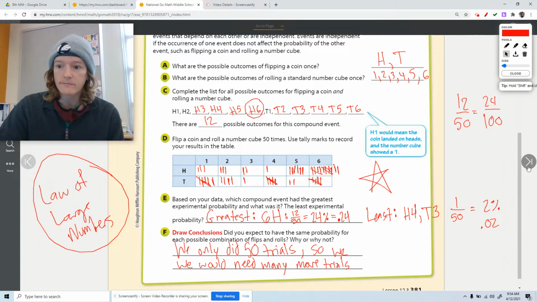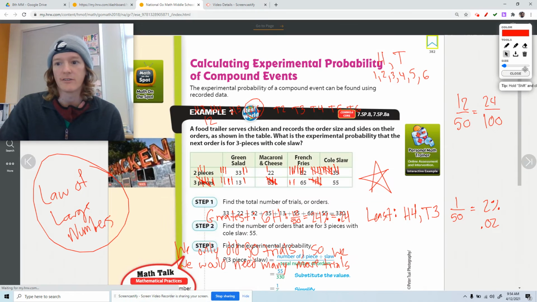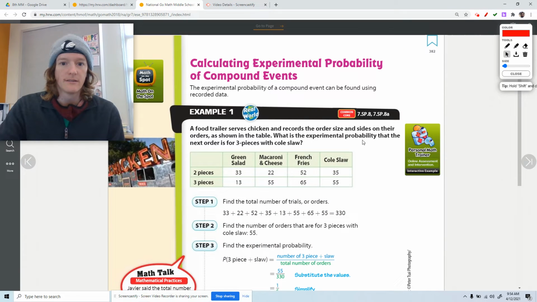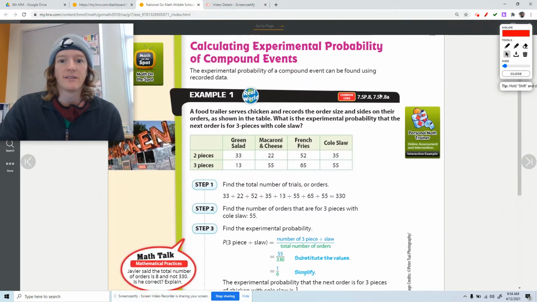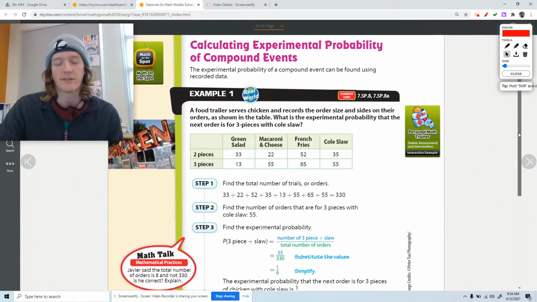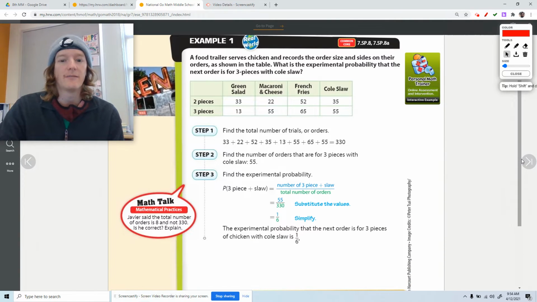So let's go ahead to the next page. Let's see what we've got. Calculating the experimental probability of compound events. So here's what they've got. They've got the amount of green salad and a 2-piece chicken, macaroni and cheese and a 2-piece chicken, French fries and a 2-piece chicken, coleslaw and a 2-piece chicken, all those with a 3-piece chicken. These are how many people ordered these things.